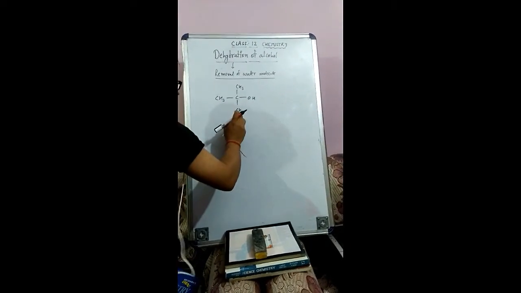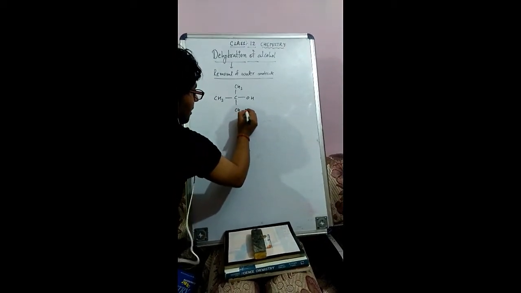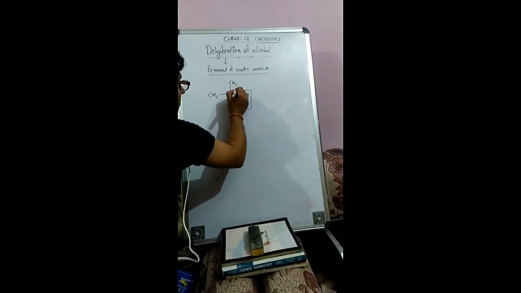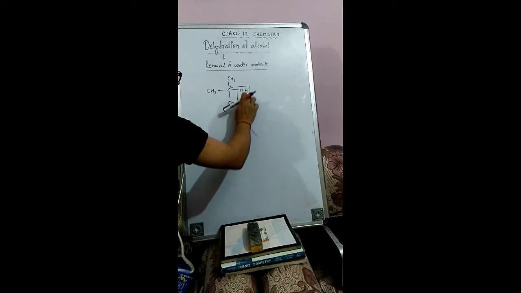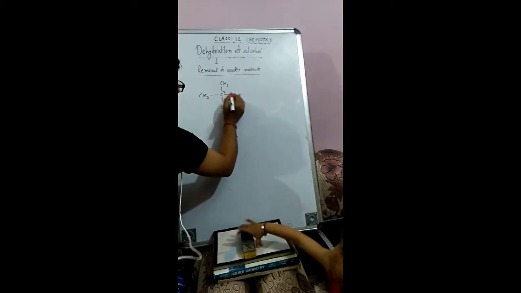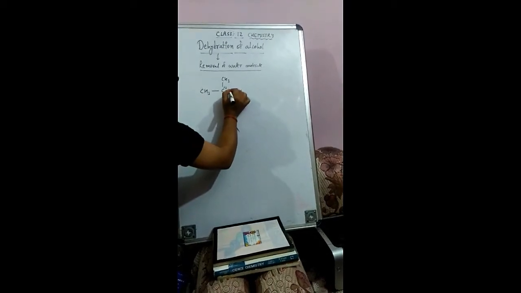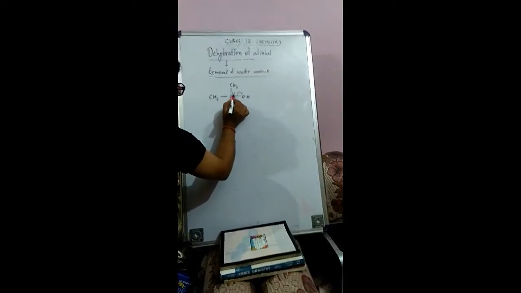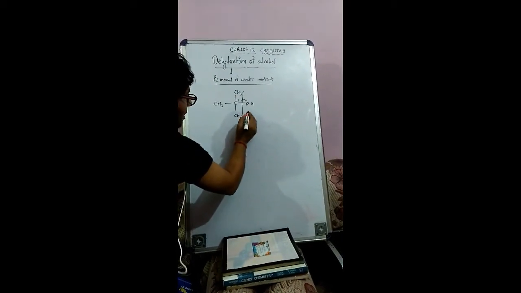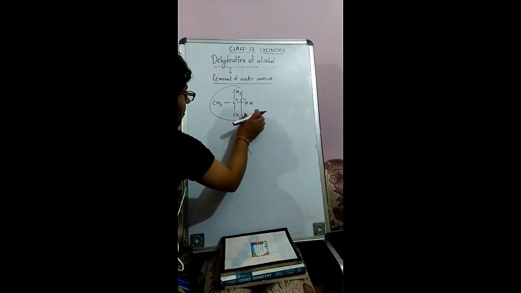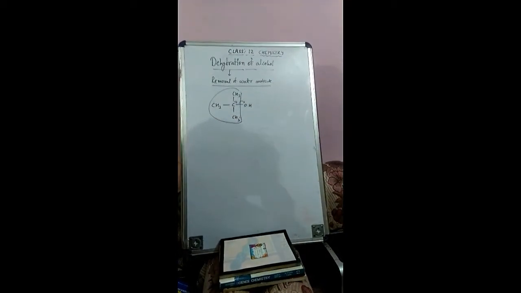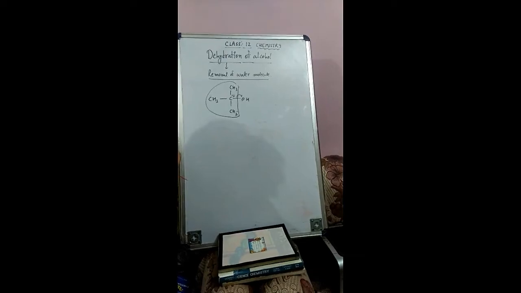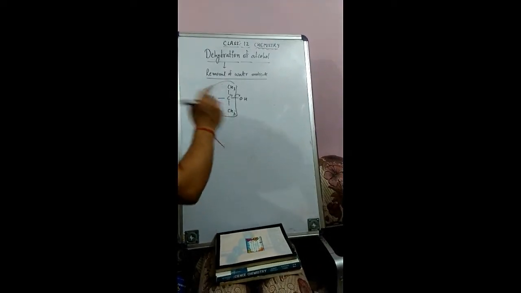This is H. When the water molecule is eliminated from here, we get a positive charge. That means oxygen is more electronegative, so the bond electrons will be transferred towards the oxygen. This carbon gets a partial positive charge, and this is a tertiary carbocation. The tertiary carbocation is more stable in comparison to primary and secondary. That is why tertiary alcohol undergoes the dehydration reaction easily.